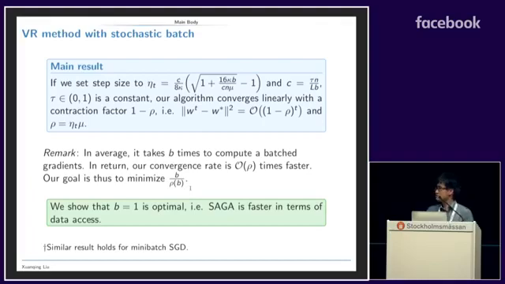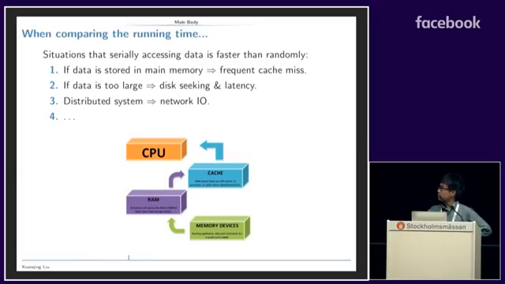In our paper, we have shown that B equals 1 is optimal, which means that SAGA is always the best. Another paper has shown a similar result for mini batch SGD. So for SVRG, we always choose batch size 1 to get the best convergence rate. But in another way, the convergence rate doesn't represent everything.